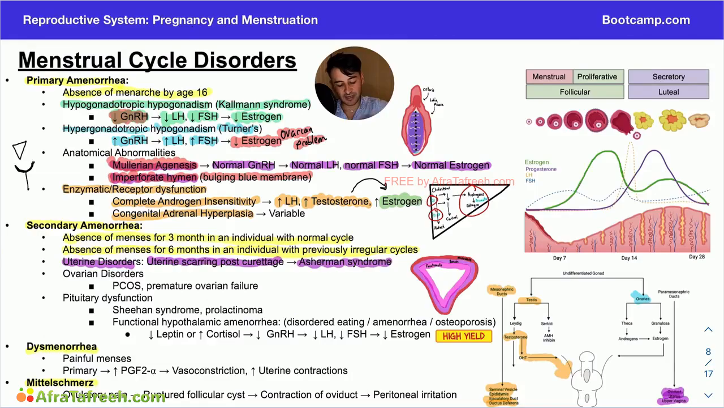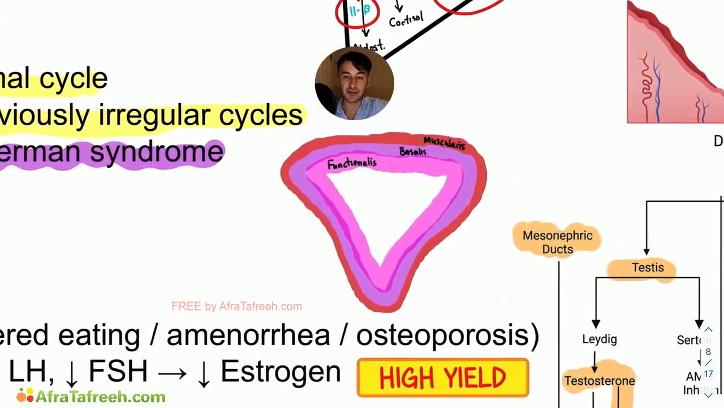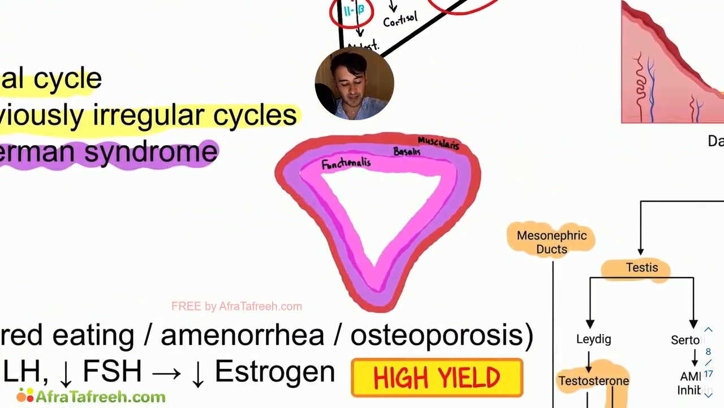And if we zoom in here to my rudimentary drawing of a uterus, you will see that we have 3 layers. We have the functionalis, which is responsible for everything with menses. We have the basalis, which is going to be a population of cells responsible for regenerating our functionalis. And then we have our muscularis on the outside.